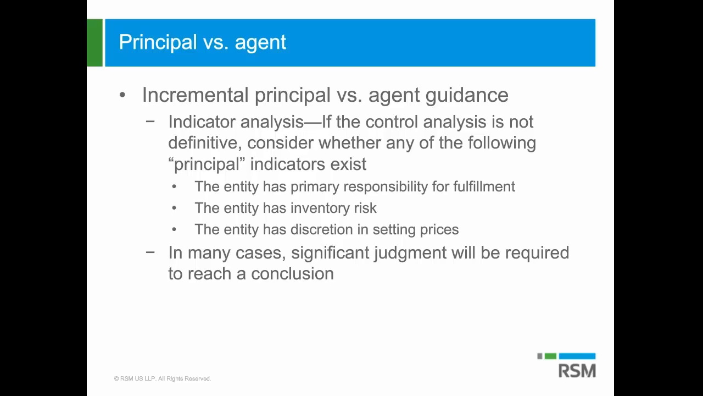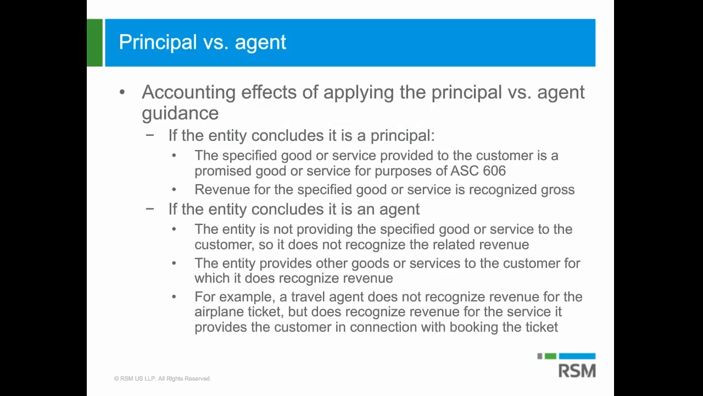And I think in many cases it will be, just like today, judgmental to evaluate whether you're a principal or an agent. That's no different from today. There are a lot of situations where it is unclear whether you're a principal or an agent. So it'll be the same thing under the new guidance, except a little different spin on how you're evaluating it. So ultimately, if you conclude when you're looking at the specified good or service that you are a principal, you include that amount in your transaction price, recognize revenue on a gross basis.